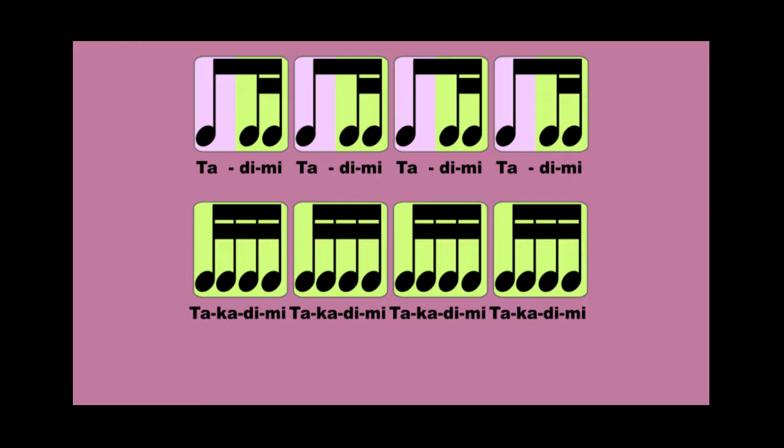If you notice below where all the takadimis are, the ta on the top line is ta and ka put together. So it's an eighth note. Then the next 16th note is di and then mi. This is what it sounds like. Ta-di-mi, ta-di-mi, ta-di-mi, ta-di-mi. My turn and then your turn. Ta-di-mi, ta-di-mi, ta-di-mi, ta-di-mi. Takadimi, takadimi, takadimi, takadimi.